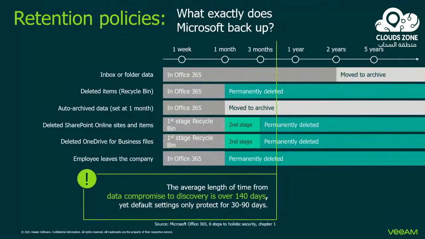Microsoft has really limited retention policies, and they are very complicated to manage. According to researchers, data will be compromised after about 140 days, and the average retention policy by Microsoft, as shown here in the graph, is 30 to 90 days, which means that your data is exposed to data loss in case of any compromise.